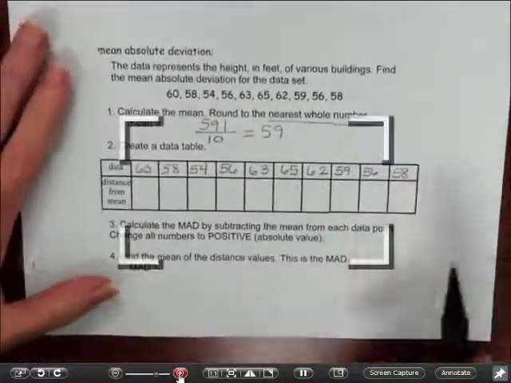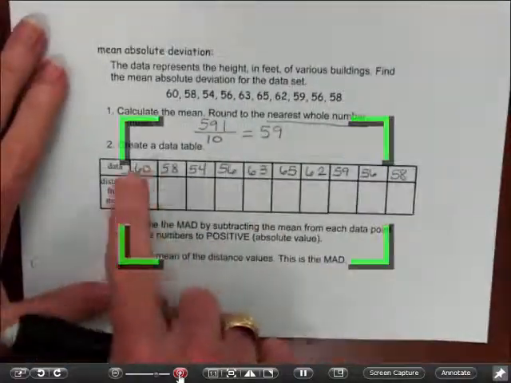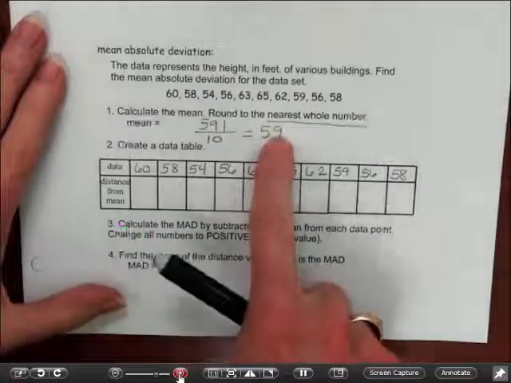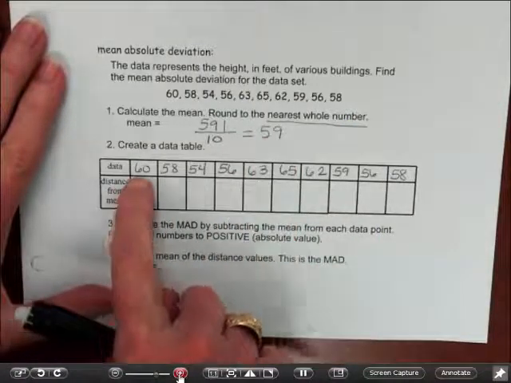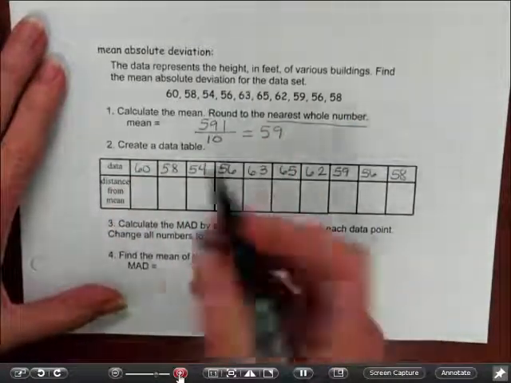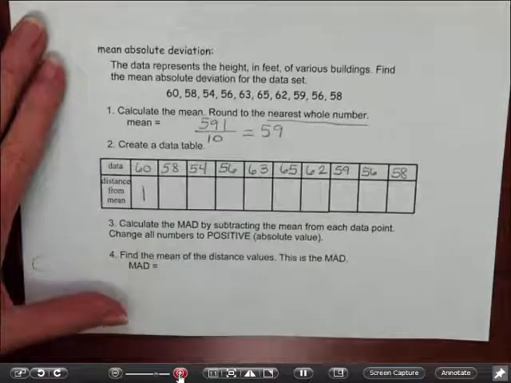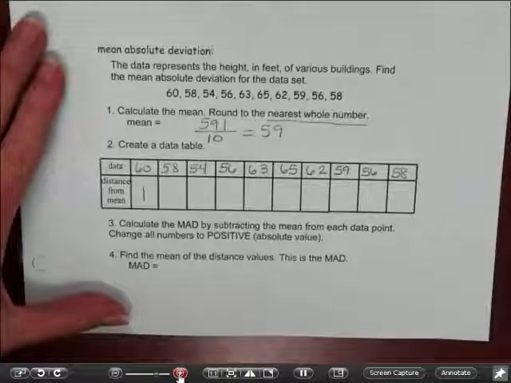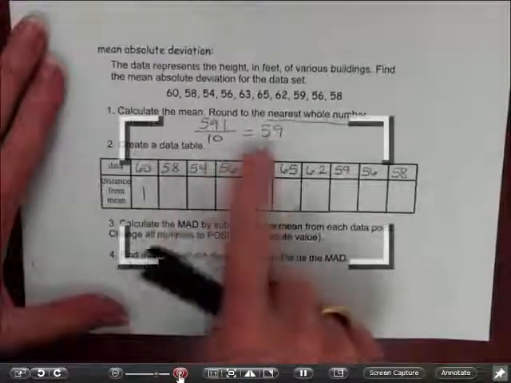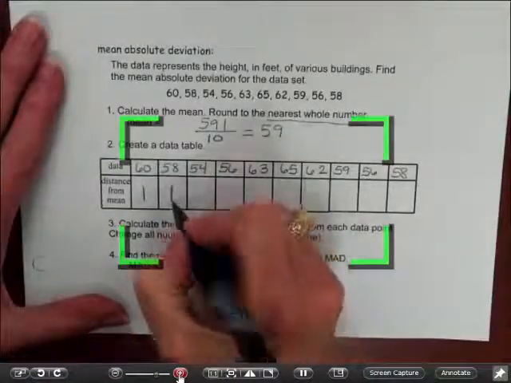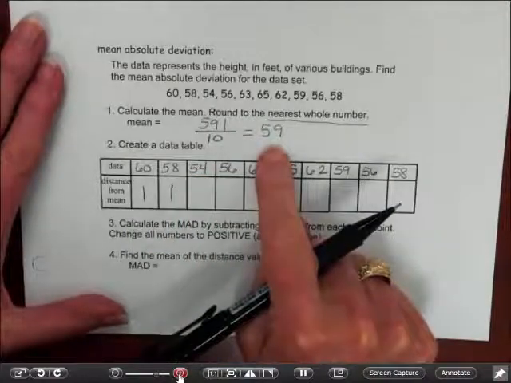Now what we're going to do is find the distance each of these is from this number. It's not hard. How far is 60 away from 59? 1. Now notice I'm not going to worry about any negatives here. I don't care if they're higher or lower. I just want to figure out how far they are away. How far is 58 from 59? How far is 54 from 59?